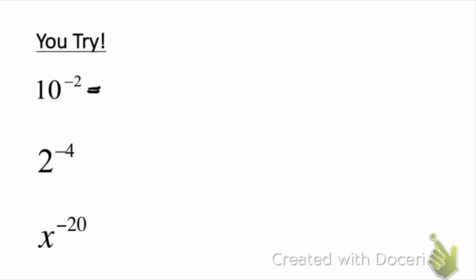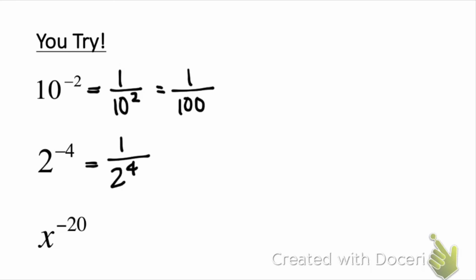For the first problem, you should have written 1 over 10 squared, which is 1 over 100. For the second problem, you should have written 1 over 2 to the 4th. Remember, they're always positives when you write them in the denominator, which is 1 over 16. And last but not least, you should have written 1 over x to the 20th power. The 20 should be positive since you have it in the denominator now.